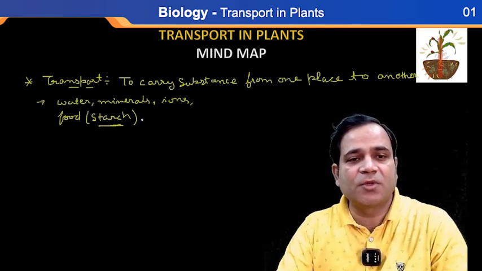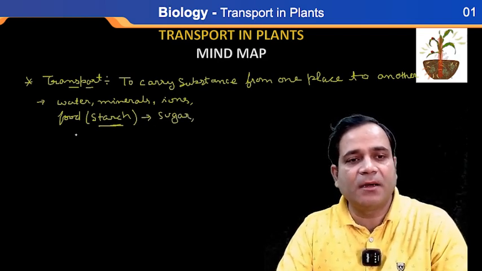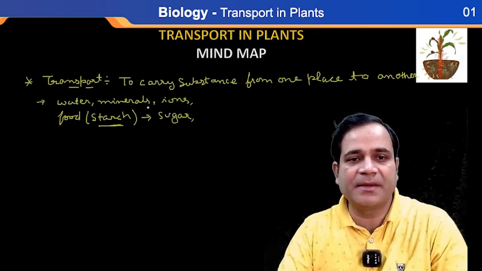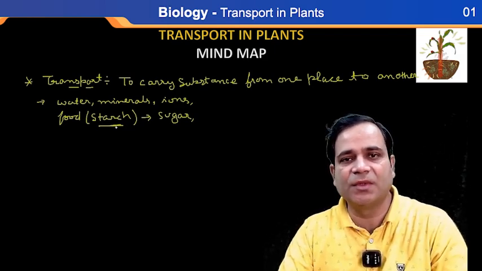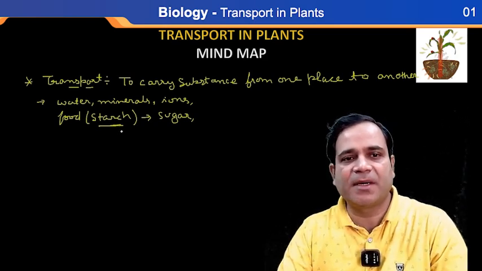And transport in the form of what? Sugar. Yes. So there are different substances which are transported within the plants, that is water, minerals, ions, and food. Whatever food is manufactured by the plants, that very food is transported to each and every part of the plant's material.